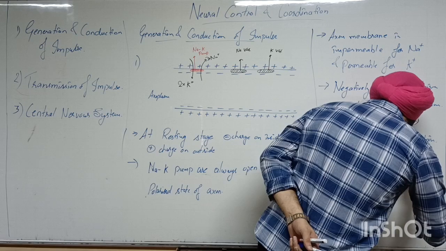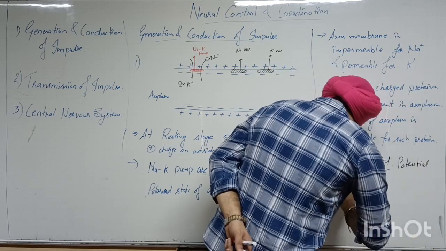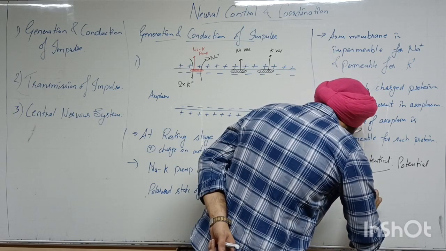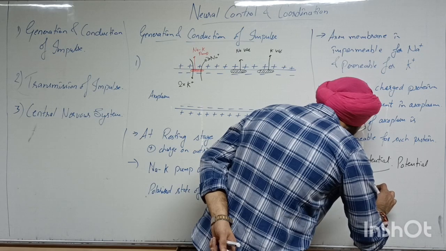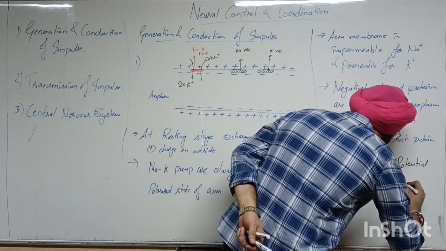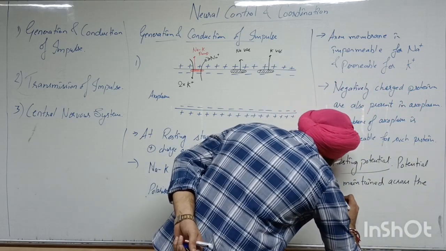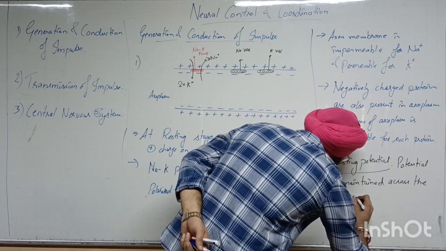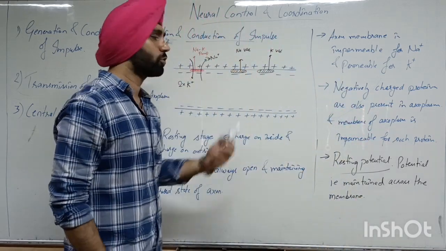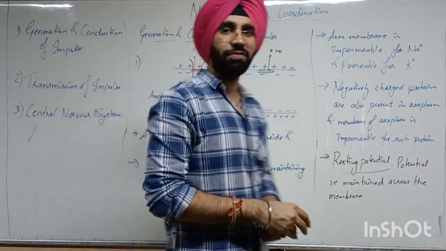Across the membrane there is a potential, which is known as the resting potential because this axon is at polarized state. So this is the first stage.